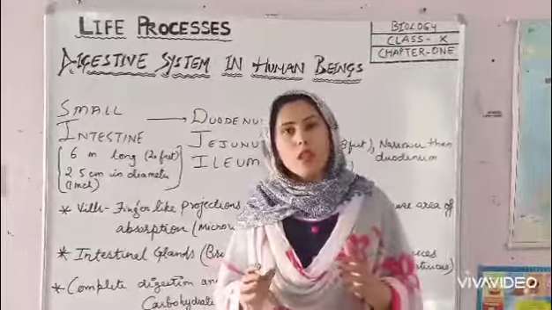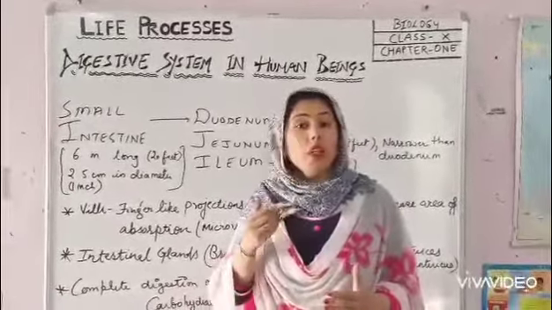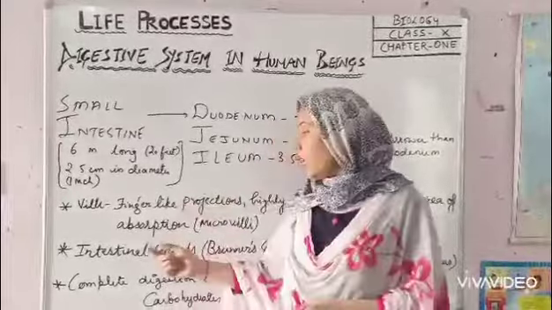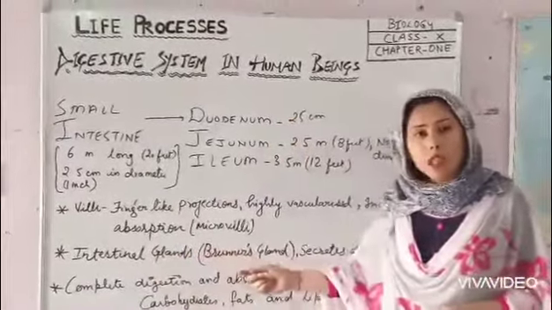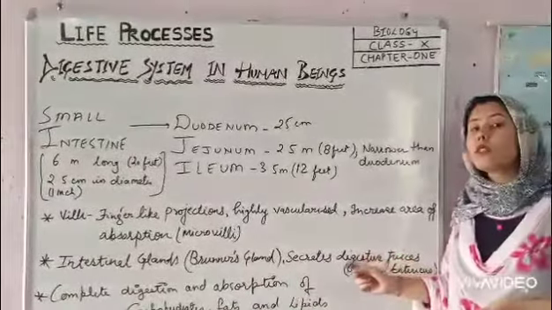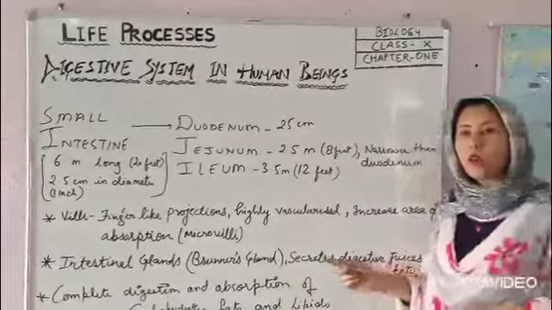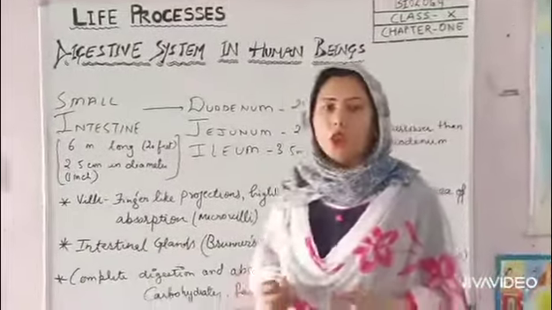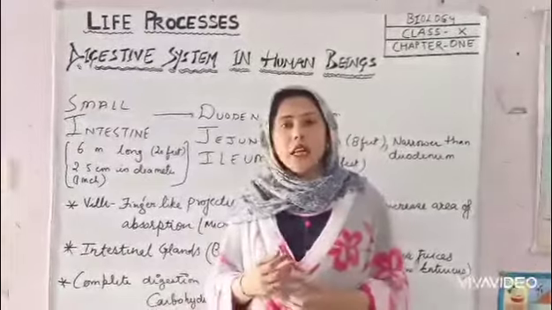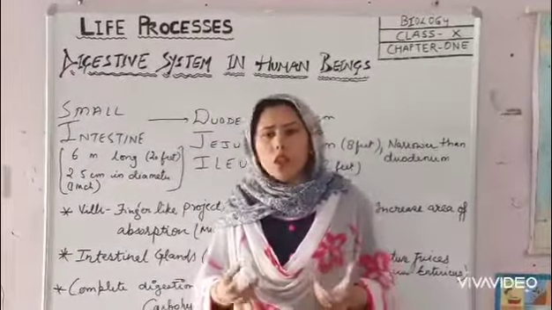Intestinal mucosa has intestinal glands which secrete intestinal juice. Intestinal glands called Brunner's glands secrete intestinal juice, that is called digestive juice, which is also known as succus entericus. Sometimes a question comes: what is succus entericus? So you will write simply, it is an intestinal juice. Yes, you can write that it is a digestive juice.